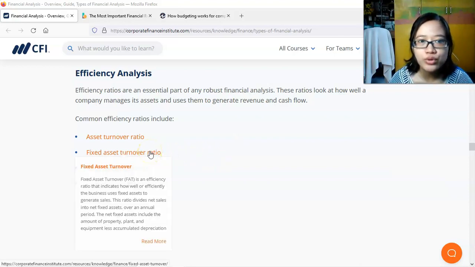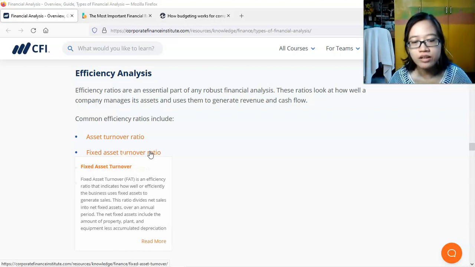Yung fixed asset turnover ratio naman, di ba fixed asset, we have building, machinery, equipment, vehicles, ganyan. So, kumbaga, ang tinitingnan dito is nakakatulong ba or nakakapag-contribute in the production itong mga fixed assets na ito, and then how long before sila ay i-replace or palitan. Okay? Kumbaga na-maximize ba yung useful life nung mga assets.